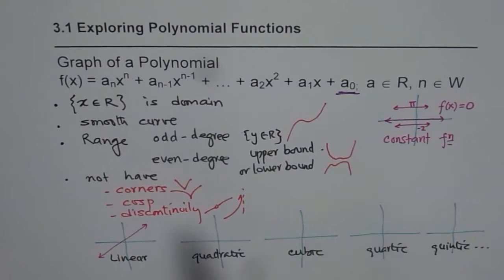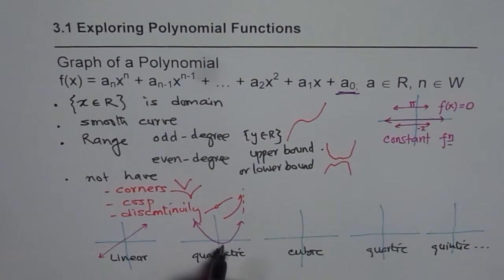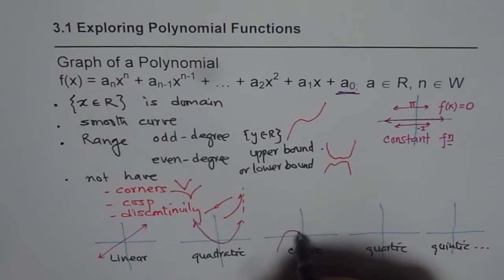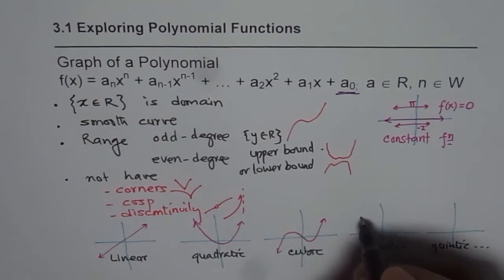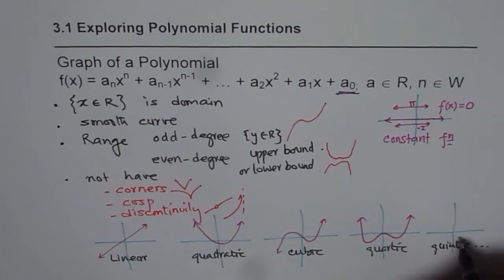A quadratic with positive leading coefficient will be kind of like this. So here we have a lower bound. You see, that is what we mean in the range. A cubic function could be like this. A quartic could be like this. Smooth curve. Quintic, it will start from here and end on that side, right? Well, it could go like this.